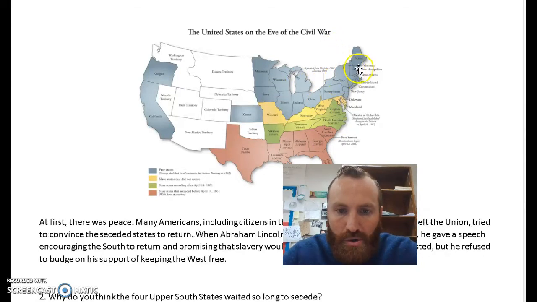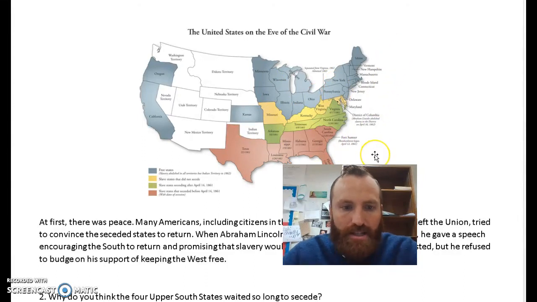See, all these blue are your free states. The yellow were the slave states. The green were slave states seceding after April 14th, 1861. And then you have the red, the slave states that seceded before April 14th, 1861. So these are the states that were actually involved in the Civil War.